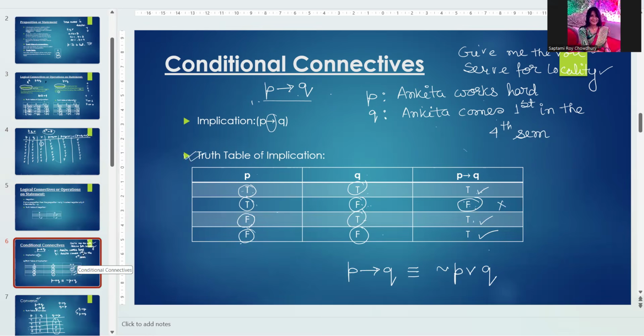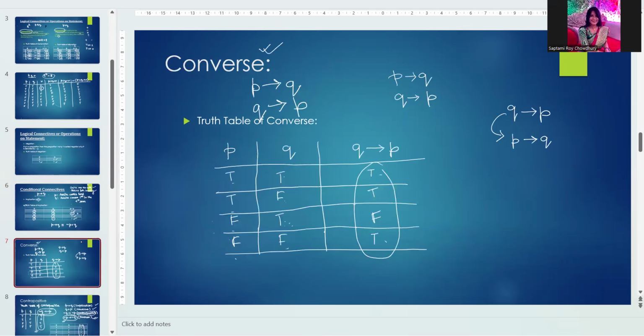Okay. Next, we go to the next slide, that is the converse. The converse of P implies Q is Q implies P. Then what will be the truth table of this? This will be the truth table: false, true, true, true, false. So the converse of P implies Q is Q implies P.